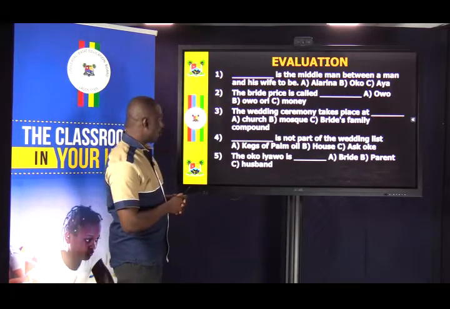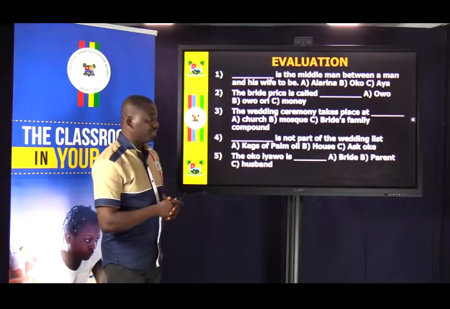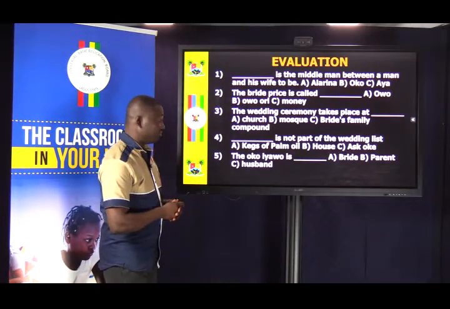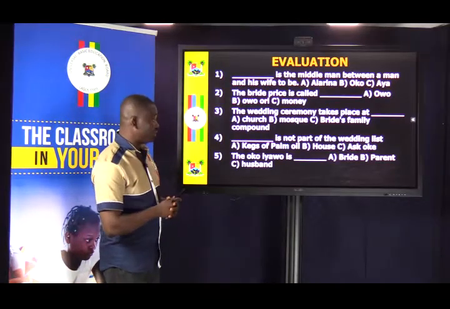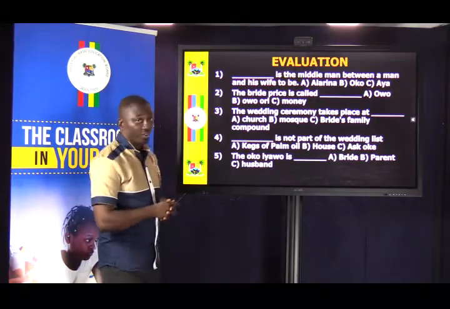Okay, let's move on to the last one. The Oko Iyawo is Dash. Is it referred to as bride, parent, or husband? Who is Oko Iyawo? Is it the bride, is it the parent, or the husband?